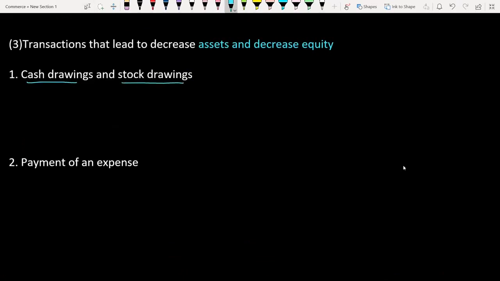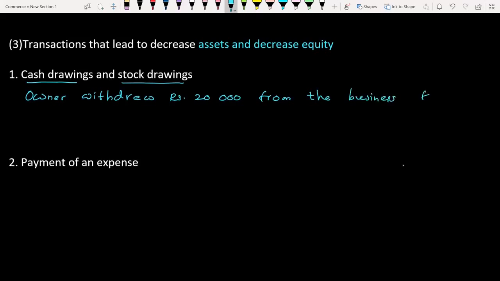How do we write a cash drawing? We can say that owner withdrew. If it is a cash drawing, it has to be a certain cash amount. Rupees, let's say 20,000 from the business for his personal use. Now, how do we write the stock drawings?